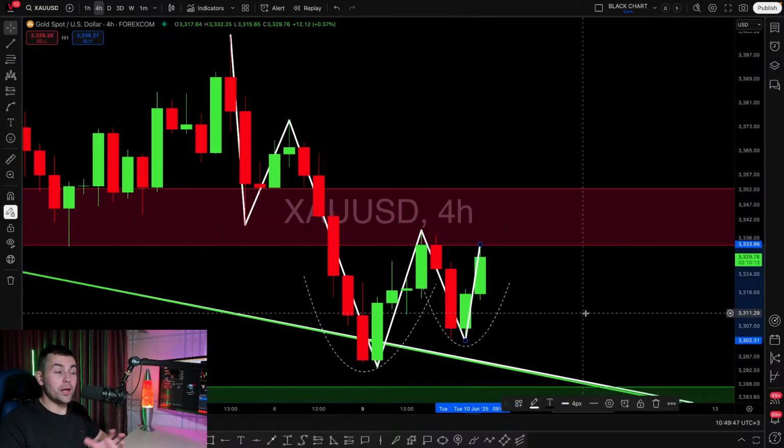But when we spot a cup and handle, a double bottom, or an inverted head and shoulders pattern, we should always remember that the pattern by itself is not a signal.